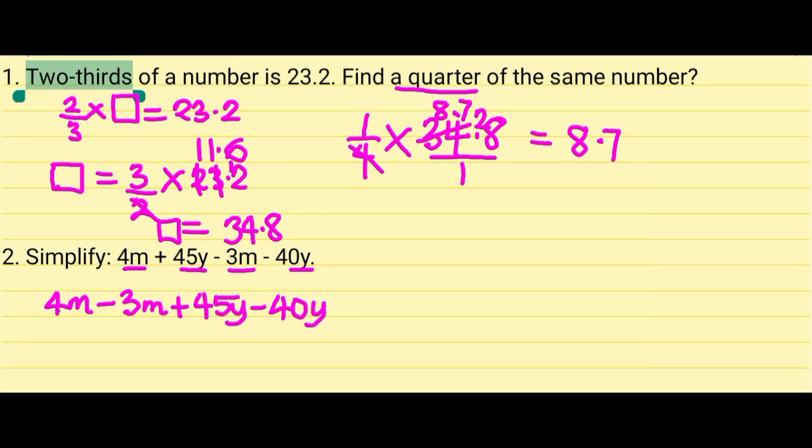So when you look at this, we have 4m minus 3m. It's just as if you're having 4 mangoes minus 3 mangoes, m for mangoes. 4 mangoes minus 3 mangoes actually remain 1 mango, but we don't usually write 1m, so we just write m alone. And at this other side, I have 45 yogurts minus 40 yogurts, which will definitely remain 5 yogurts. So my final answer in this case is m plus 5y.